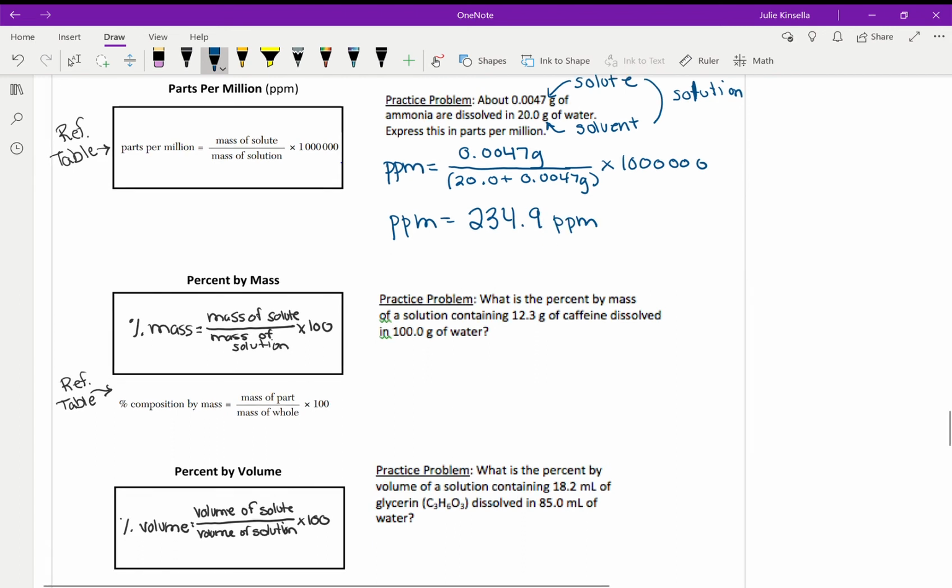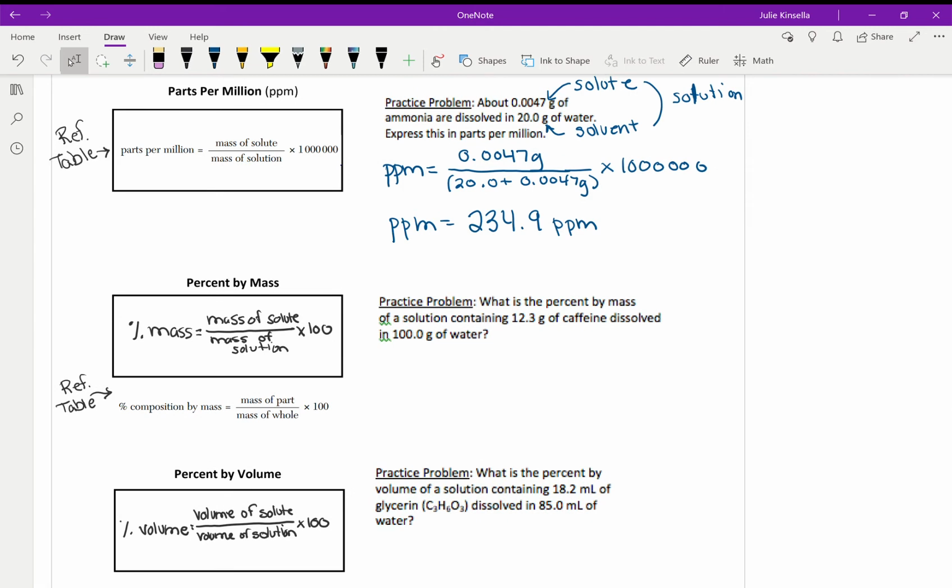All right, if we do percent by mass, it's going to look super similar. In the reference tables, they have percent composition by mass as part over whole times 100. I usually tell students it's helpful to look at parts per million to recognize that the part is going to be the solute, and the whole is going to be the solution, just like in parts per million. But the difference here is that instead of multiplying by a million, we're multiplying by 100.